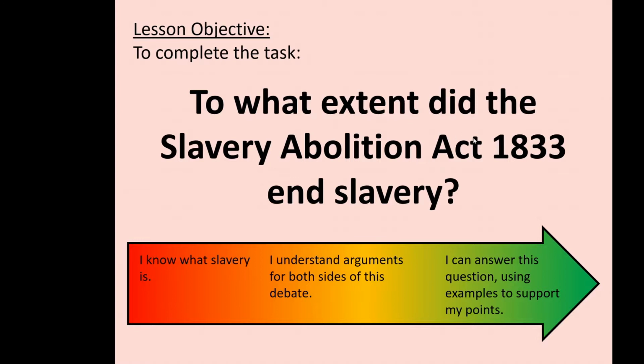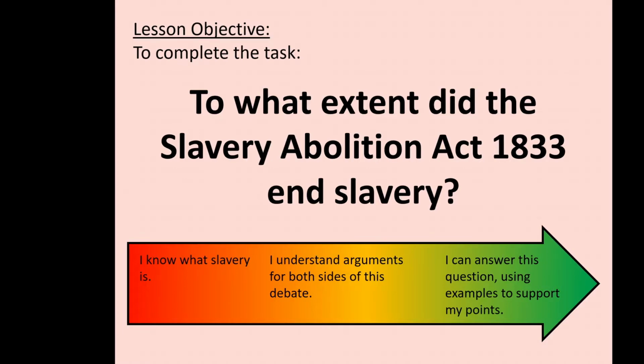And when we talk about an act, you'll see it at the top of your reading sheets. An act is a written law. So this is the law that was introduced, funnily enough, in 1833, which abolished slavery. The slave trade was already abolished; it had been abolished in 1807. So this question is saying, did the Slavery Abolition Act actually end slavery? And if it did, to what extent did it end slavery?